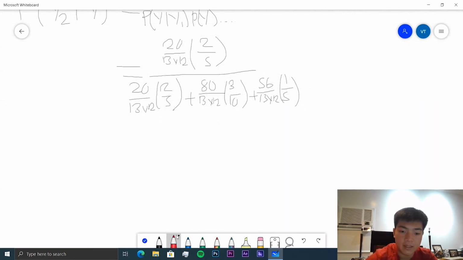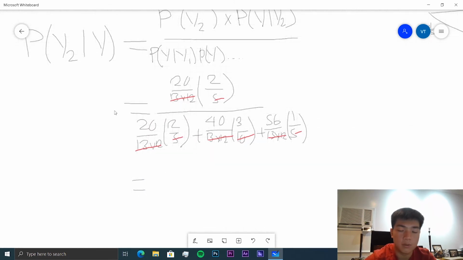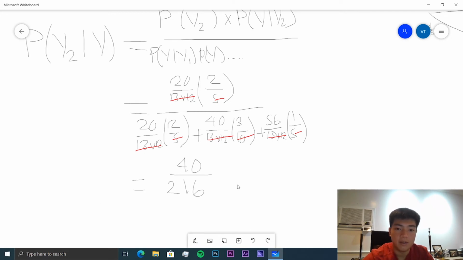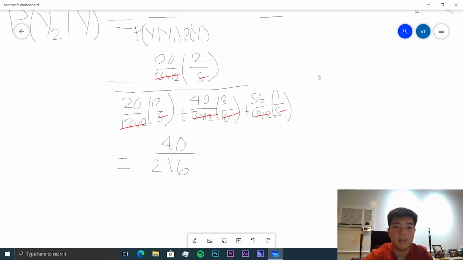Well, we can cancel out the 13 times 12 in each one. And also we can cancel out the 5s. So we're just left with 80 times 3 over 2, which is equal to 40 times 3. So the probability that if it was yellow, and 2 marbles were drawn from the original one, is 40 over 20 times 2 plus 40 times 3 plus 56. And 40 plus 120 plus 56, we should know, is equal to 216. So this is the probability that we drew 2 yellow marbles, given that 1 yellow marble was picked.